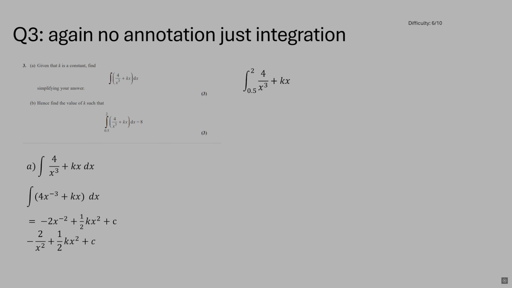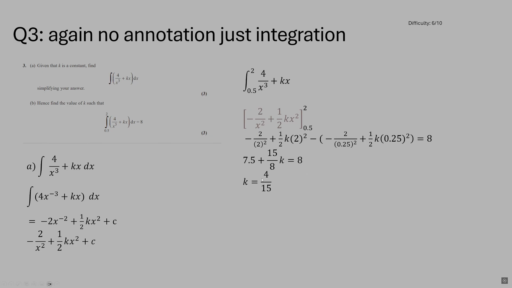Next, we're going to find it with these limits here and make it equal to 8, and we're finding the value of k. So we're going to integrate it, and we have these boundaries, so we're going to just substitute in and take away from the right thing. Sorry, it should be 0.5, I don't know why it says 0.25. And then it all just comes together. You use your calculator, and k equals 4/15.